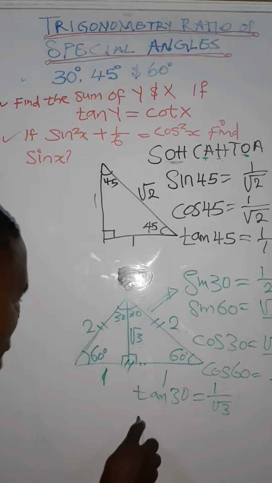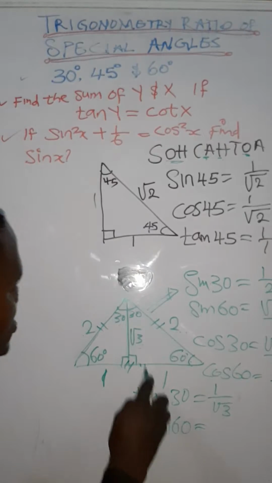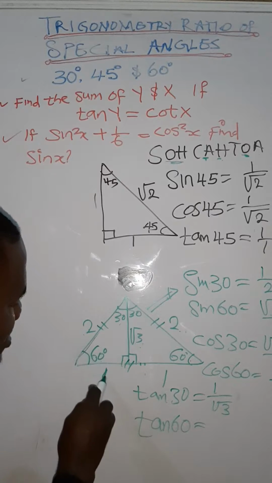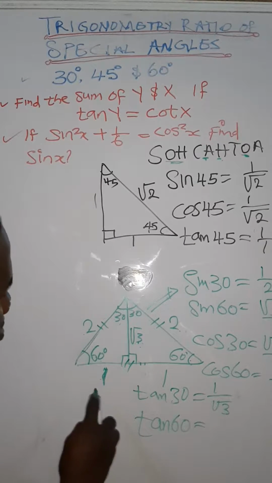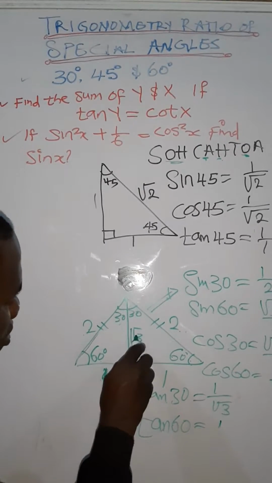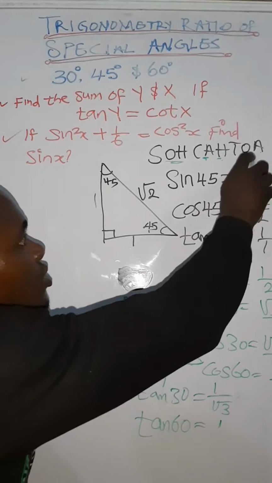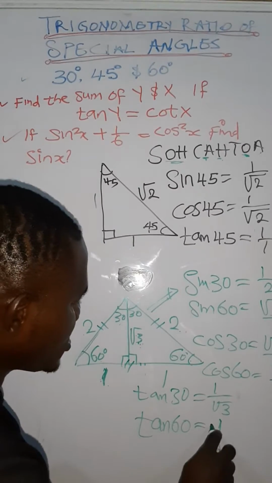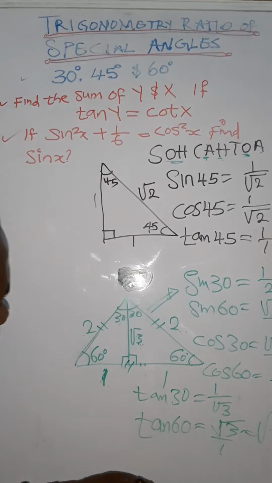Now, if we look at tan 60 degrees, to this angle, don't forget opposite over adjacent. Where is our adjacent? 1 is our adjacent and here is our opposite. So opposite over adjacent, that is root 3 over 1, which is equal to root 3. So that is our tan.